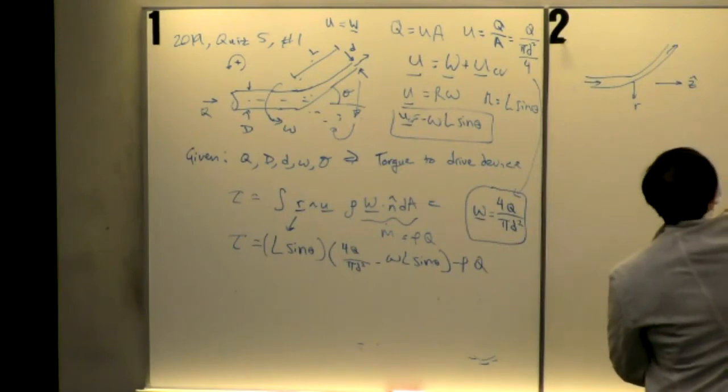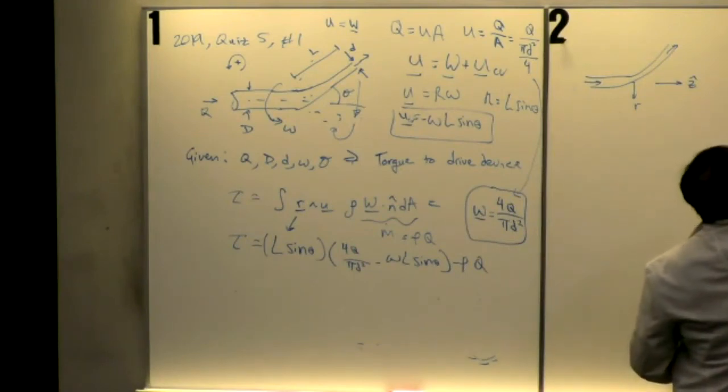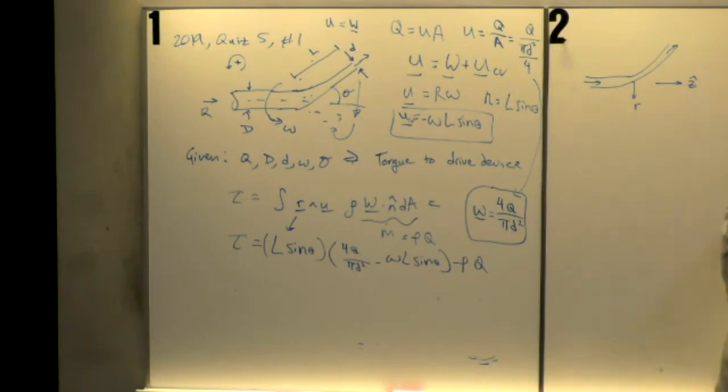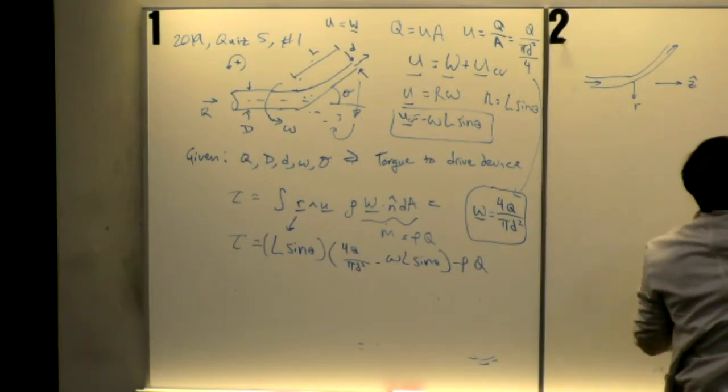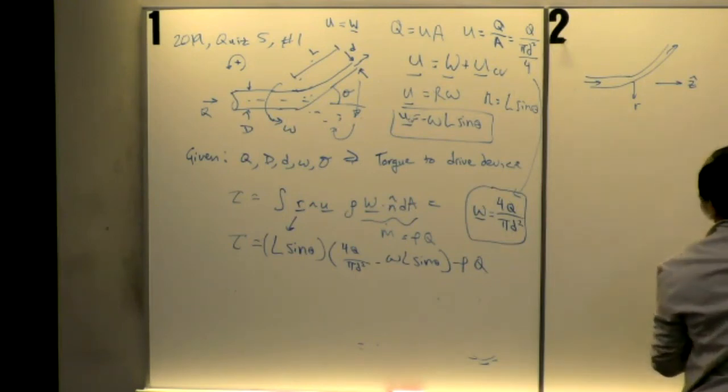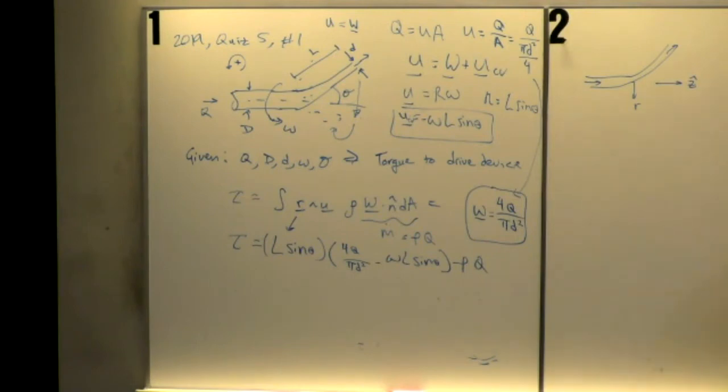The only thing I would clean up a little bit would be that. So we have U is equal to W plus UCV. For UCV, I would just put it equal to omega times this effective radius, like Vishwa said, and this is the theta hat direction.